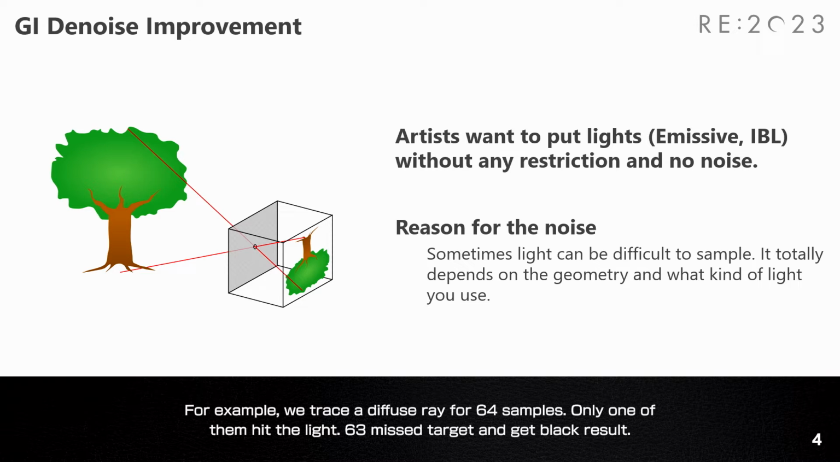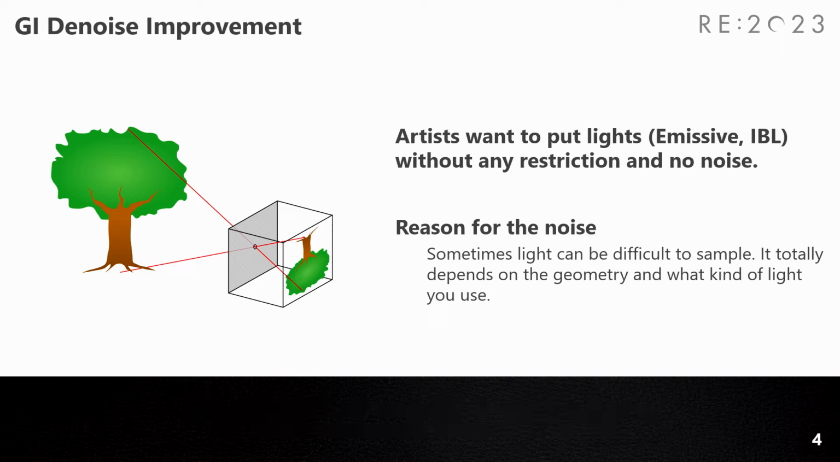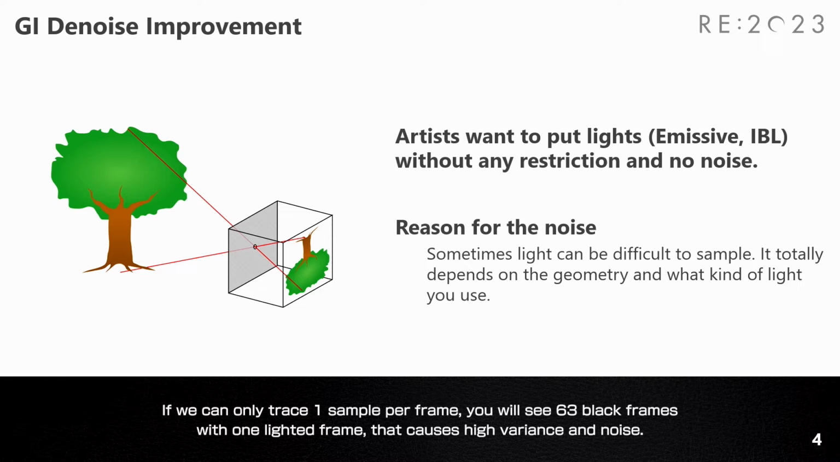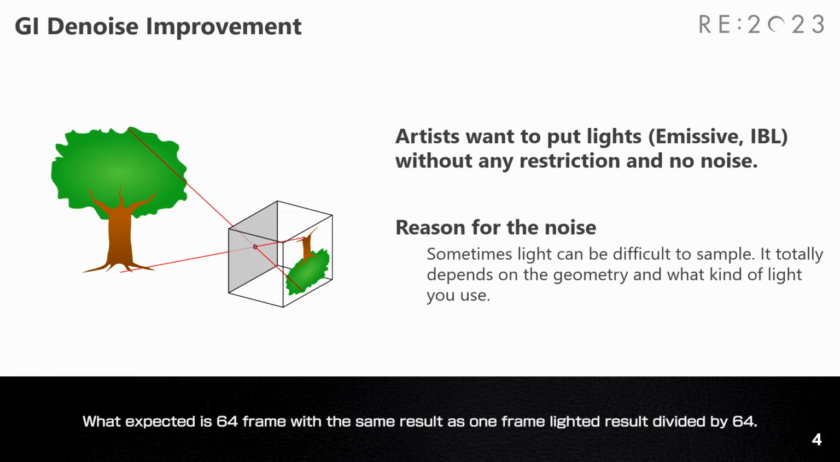For example, we trace a diffuse ray for 64 samples. Only one of them hit the light, so 63 missed the target and get black result. If we can only trace one sample per frame, you will see 63 black frames with one lighted frame. That causes high variance and noise. What is expected is 64 frames with the same result as the one lighted frame result divided by 64.